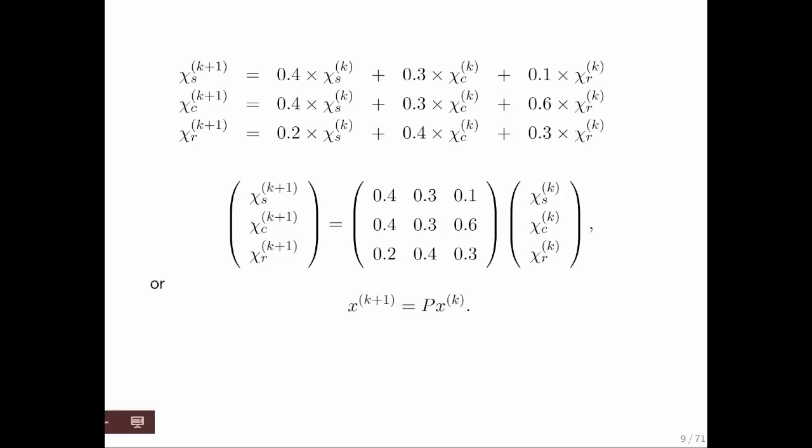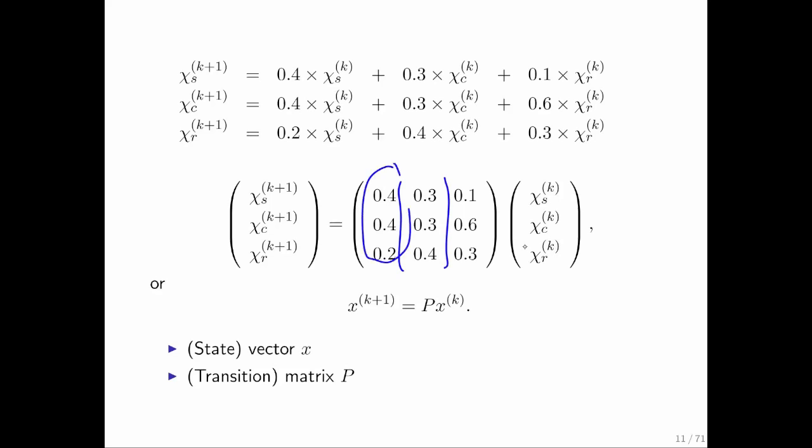And we could just write that as the matrix P times the vector x super k for the vector of different probabilities for day k, creating a vector x super k plus 1 for the state vector for day k plus 1. So these vectors x were the state vectors, and the matrix P was the transition matrix. And the important thing about matrix P is that the entries in each column add up to 1, and obviously they're all positive values because these values have to do with probabilities.